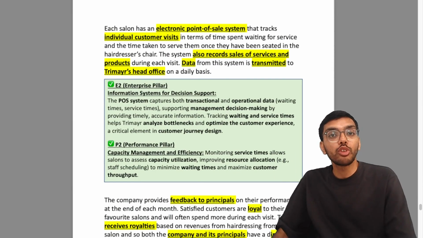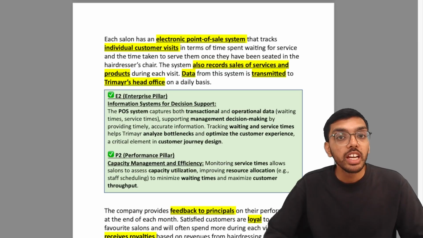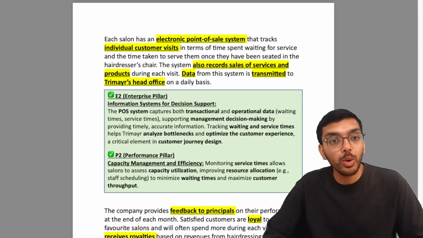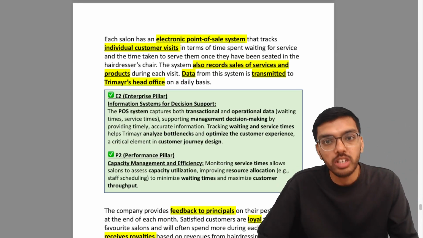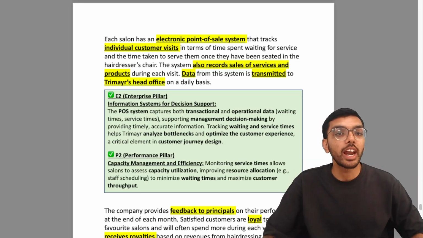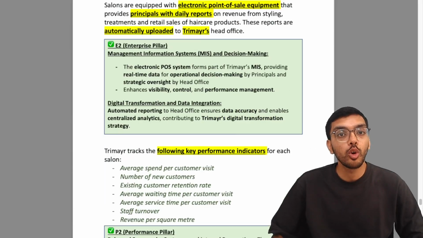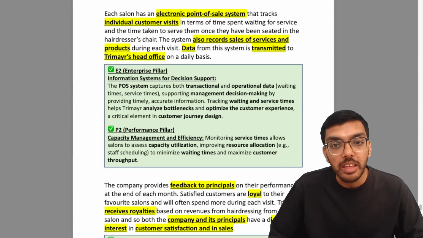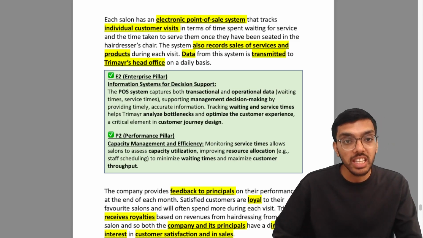Each salon has an electronic point of sale system that tracks individual customer visits in terms of time spent waiting for service and the time taken to serve them once they are seated. So again, the KPI was already mentioned. The system also records sale of services and products during each visit, and data is again transmitted to the head office on a daily basis. So automatic transfer of data is occurring every time there is a sale within the business, may it be related to a treatment, a service, or anything that is sold.